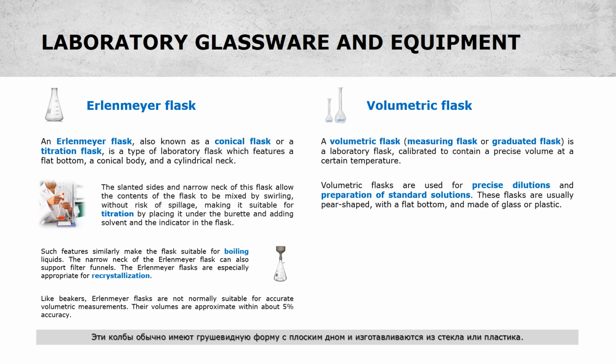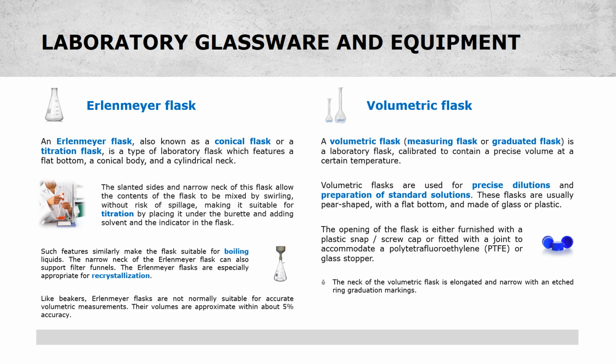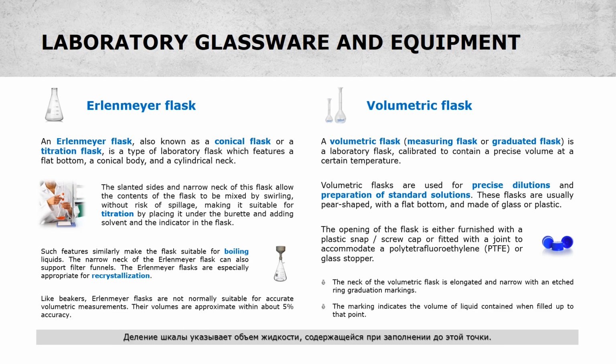These flasks are usually pear-shaped, with a flat bottom, and made of glass or plastic. The opening of the flask is either furnished with a plastic snap or screw cap, or fitted with a joint to accommodate a polytetrafluoroethylene or glass stopper. The neck of the volumetric flask is elongated and narrow with an etched ring graduation marking. The marking indicates the volume of liquid contained when filled up to that point.